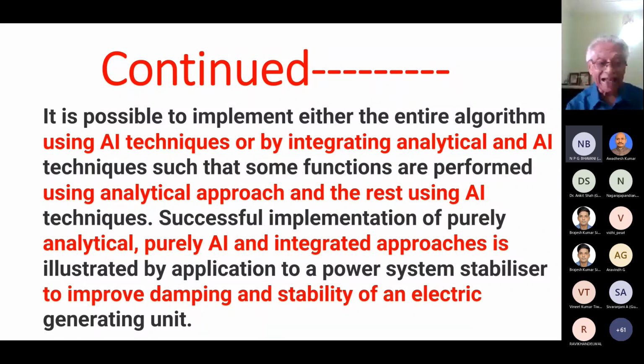I, being an electrical engineer, always like to give electrical engineering examples. And here you have a generating unit, meaning power system generation, and stability is one of the important areas where electrical engineers are working. A lot of engineers are doing a lot of research, and they have found that the performance of power system stabilizers has been improved a lot in the area of damping and stability of an electric generating unit by applying analytical, purely AI and integrated approaches in their research work. Some very good research works have been done in IIT Kanpur and also in IIT Mumbai, and there you will find IEEE papers wherein a lot of controllers have been designed, mostly using AI techniques, with integrated approaches being done.